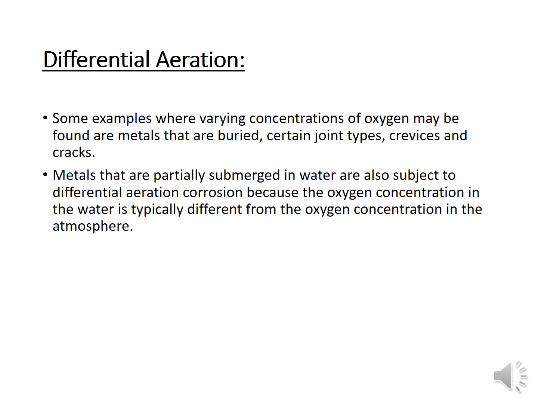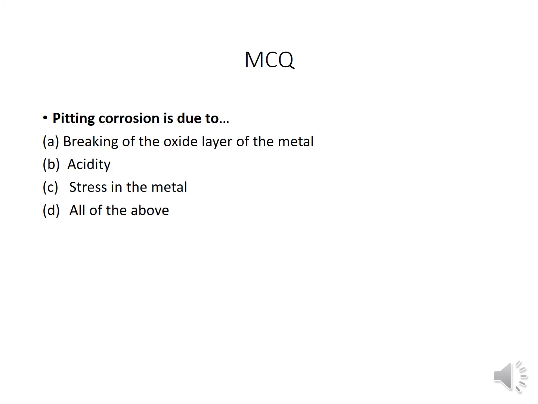Metals that are partially submerged in water are also subject to differential aeration. Just like a ship, the half portion or the hull of a ship will contact water, and the upper part will contact air. So the lower part, which is in contact with water, is less oxygenated, so that will act as anode and corrosion will take place.